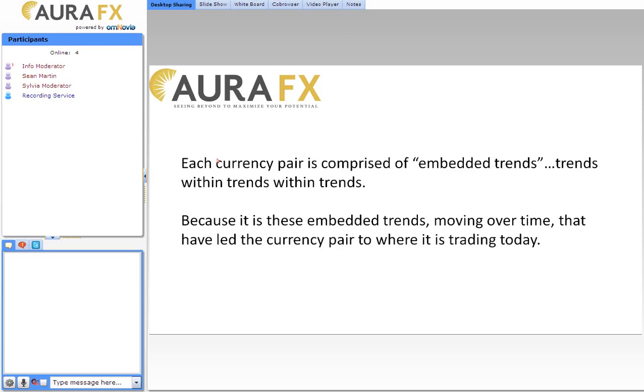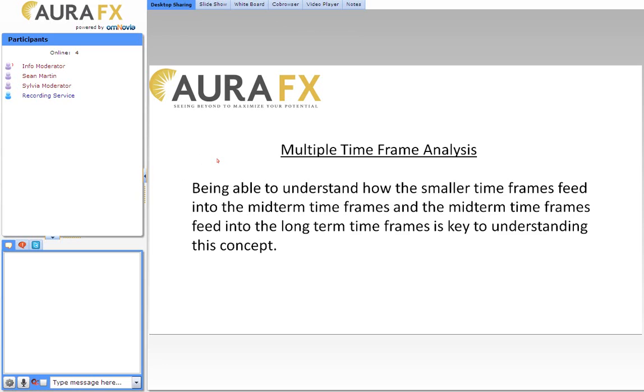Now, multiple time frame analysis, being able to understand how the smaller time frames feed into the mid-term time frames and the mid-term time frames feed into the long-term time frames, is the key to understanding this concept. And like I said, some people will use 3 time frames. My preference is 2, but we're going to look at both. We're going to take a peek at both, and follow up by looking at the charts here at some live examples of some markets that are moving strongly, both right now and historically, because historically gives us a really good idea of what it looks like when the markets are really humming, and that's when we want to be there, right on top of it, to pounce whenever we see an opportunity.